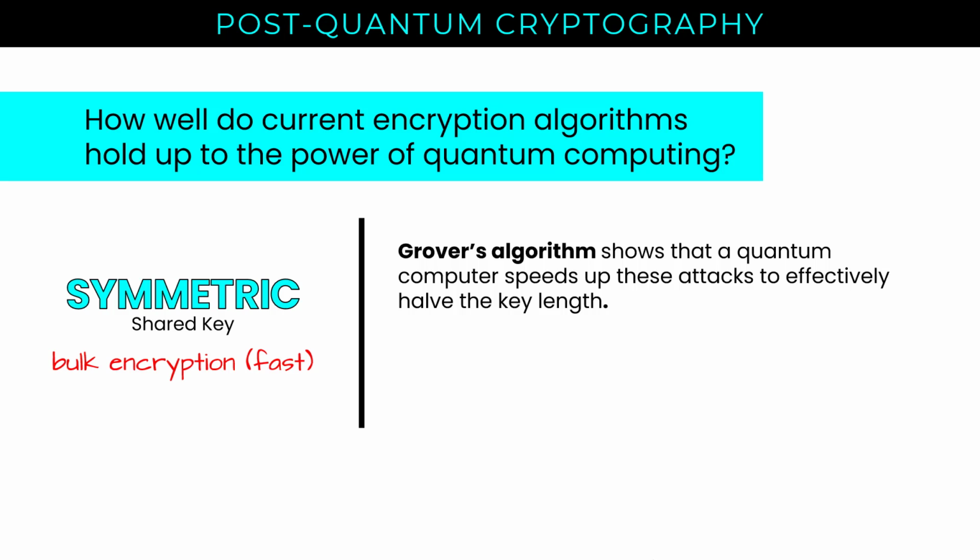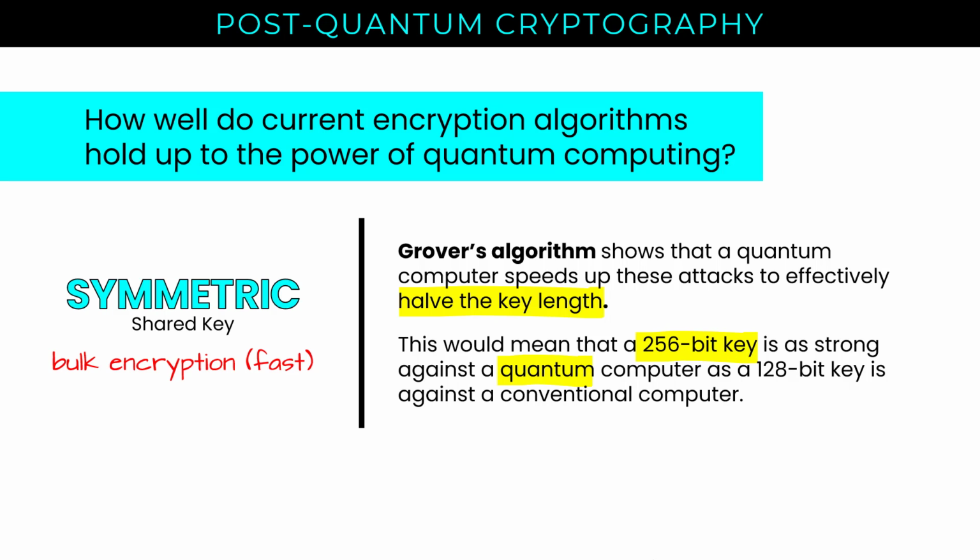So Grover's algorithm shows that a quantum computer speeds up attacks to effectively halve the key length. Grover's algorithm is a quantum algorithm for unstructured search that basically, with a very high probability, can identify the unique input for a given output. And basically that would mean that a 256-bit key is as strong against a quantum computer as a 128-bit key is against a conventional computer.